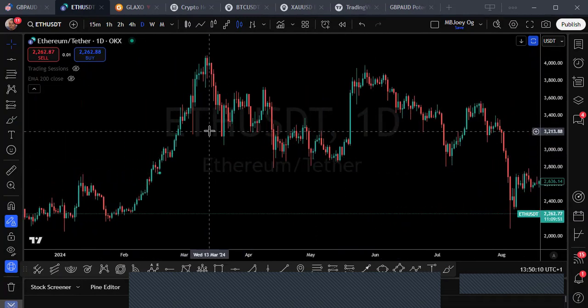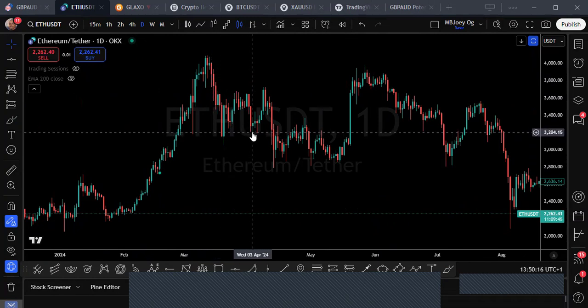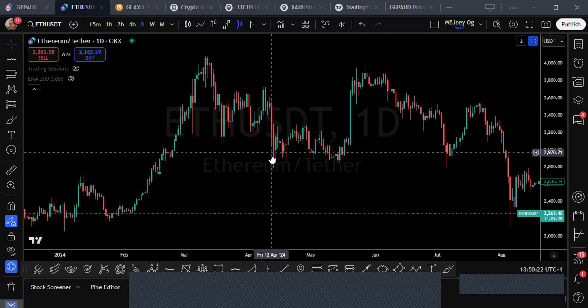Move to your right. Red candle. Right. No, keep going. Go, go, go, go. See, it's red. The tail is out. It's showing. I don't know how else. Yes, that's one.